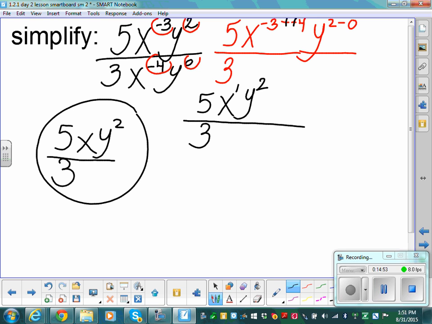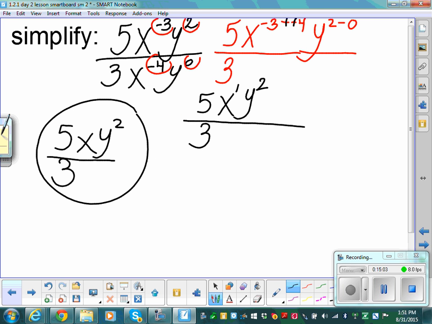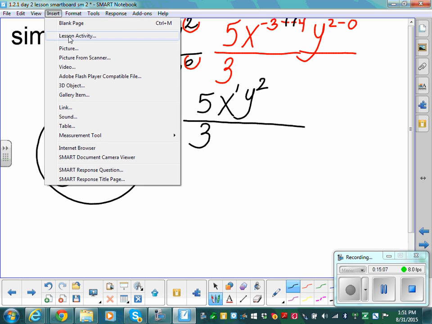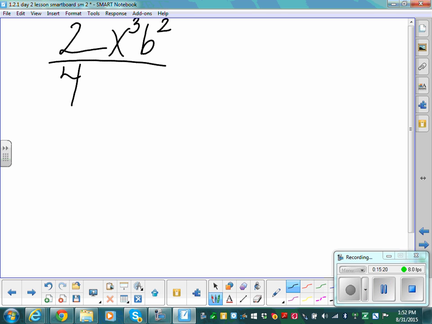Okay, so before we do another example, well, maybe we should do another before we move on. You want to do another before we move on? Yeah, we're going to do another real quick. I'm going to insert a blank slide. Okay, this is my next one. Here we go. Let's do a tricky one. Not really that tricky. So we have 2 over 4. X cubed, b squared. On top, let's go x, b. Yeah, let's do that.